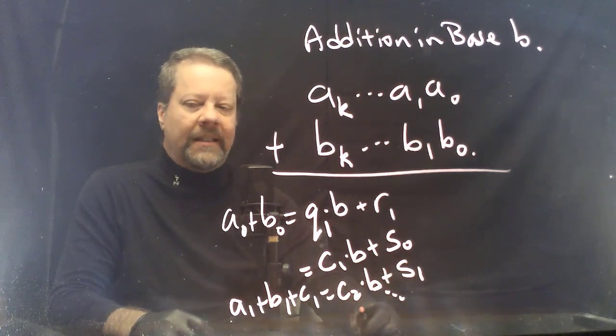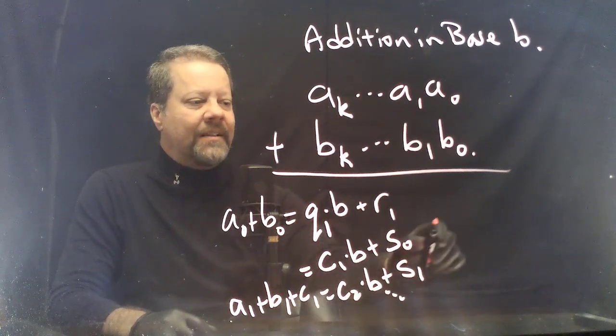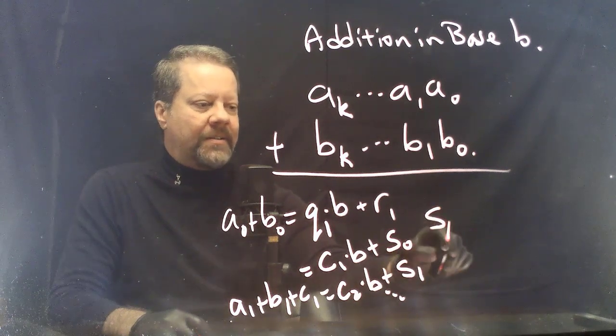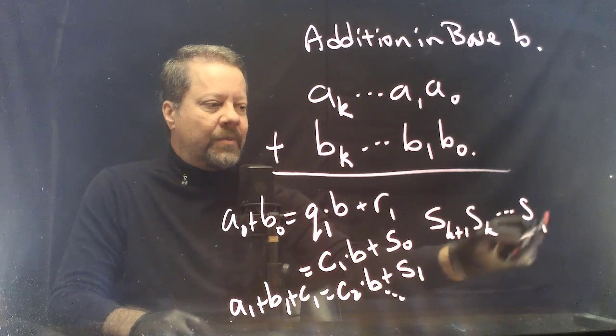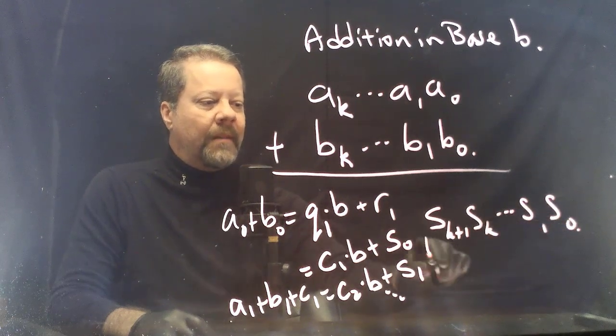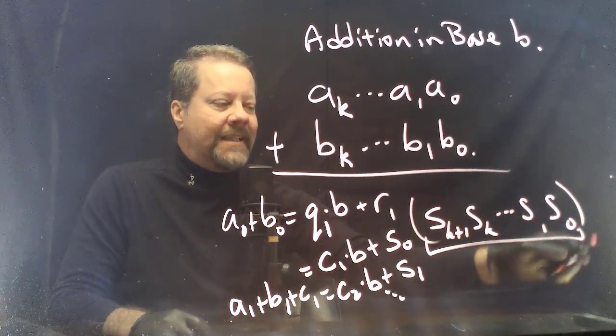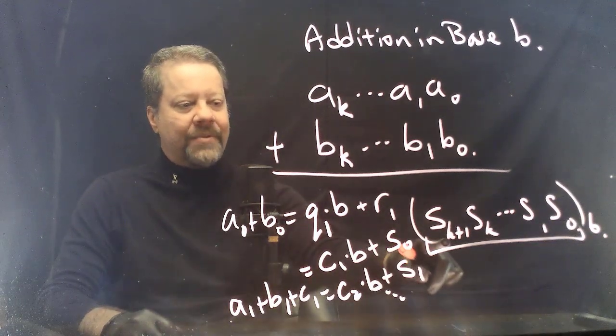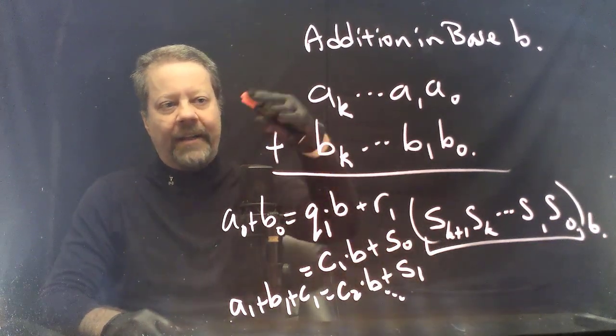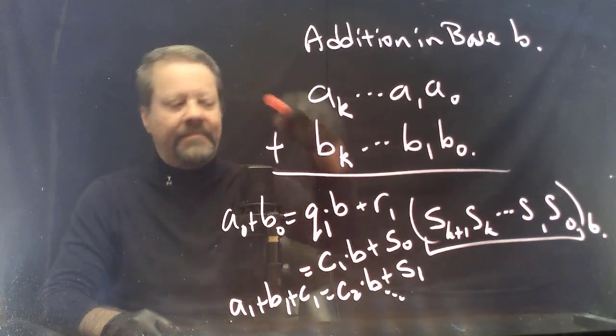And we'll keep doing this until we run out of digits. So we'll end up with SK plus 1, SK, S1, S0 as our representation in base B. You have to include this extra digit because of the possibility of a carry into this next column.